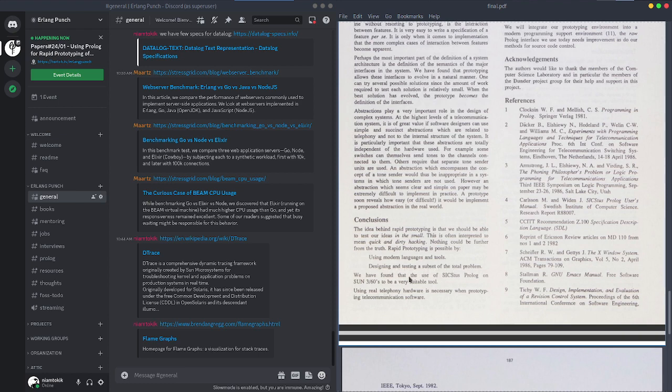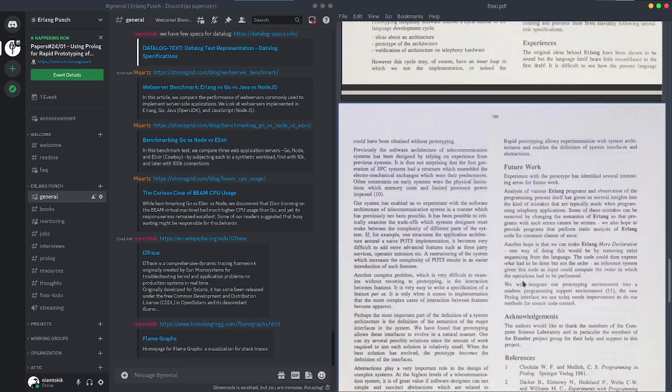We have found that the use of Fixtus Prolog on Sun to be a very suitable tool. Using real telephony hardware is necessary when prototyping telecommunication software. Rapid prototyping allows experimentation with system architectures and enables the definition of system interfaces and abstraction.